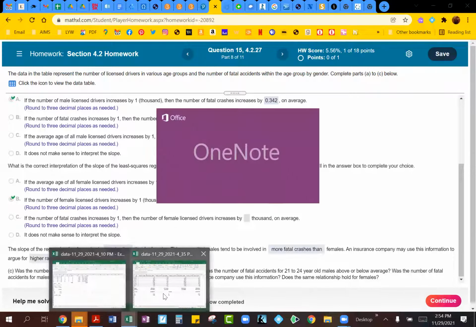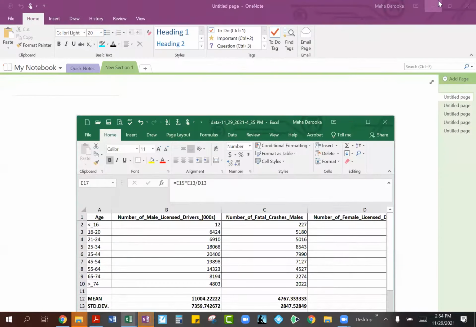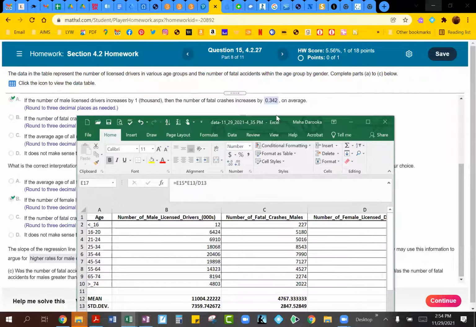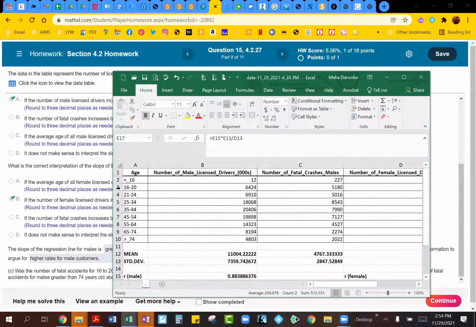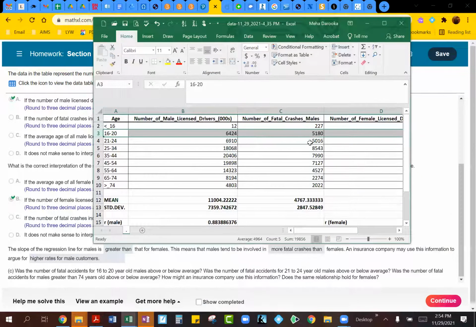I'm just going to open our Excel here so we can do that. Between the group of 16 and 20, which is this one right over here, they want to know, are the fatal crashes above or below average? So was the number of fatal accidents of 16 to 20-year-olds above or below average? What would you say?